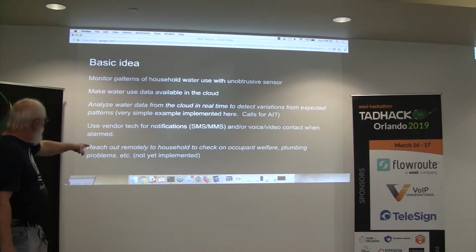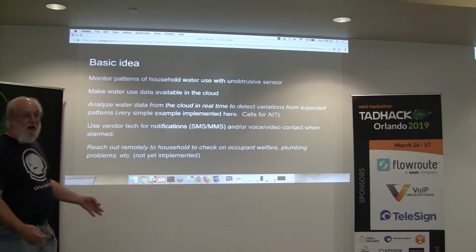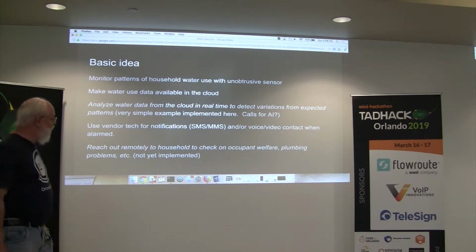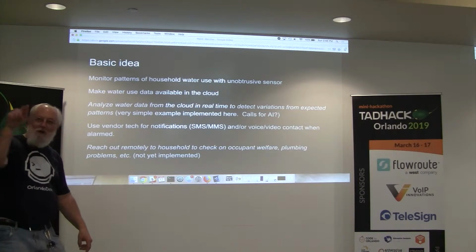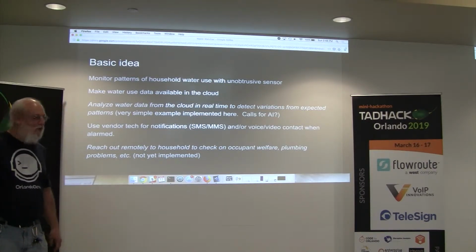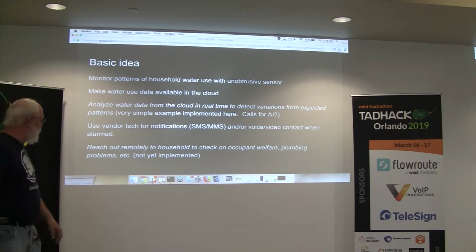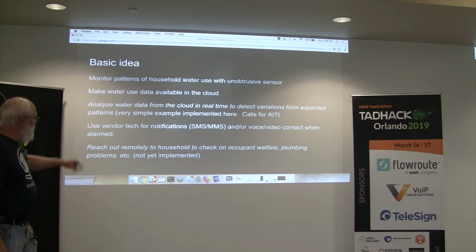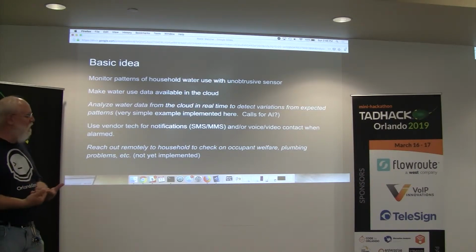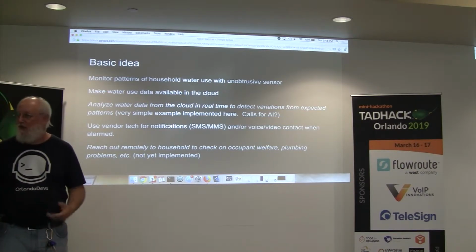Also, I'm using the vendor tech, Flowroute's SMS notification. If I had had a lot of time, I would have used everybody's notification app because you all have them, and I'd be four times as likely to win some money, but that's okay. It works really well, and Flowroute is excellent. Their support was good. Basically, we're going to reach out remotely to check on occupant welfare by sending an SMS message to you when something has happened, when water usage has changed significantly. Okay.